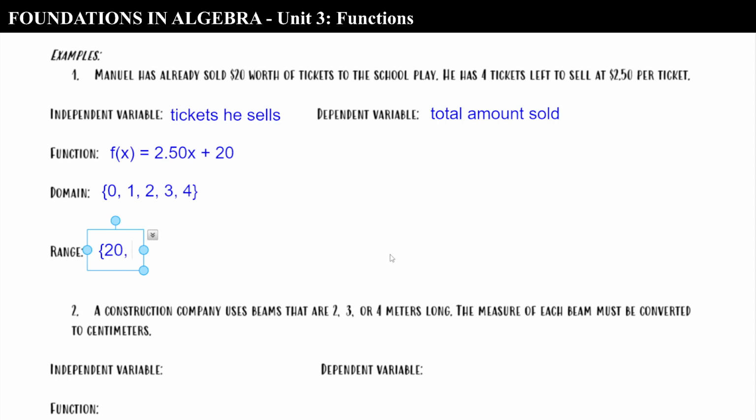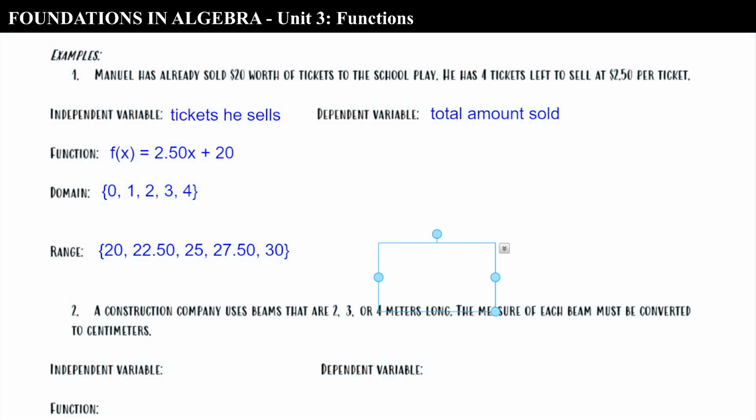If he sells 1 more ticket, then that's $2.50 added on that, so $22.50. If he sells 2 more tickets, $2.50 times 2 is $5, plus 20 gives us $25. He also could sell $27.50 worth of tickets, and if he sells all 4, $30 worth of tickets.